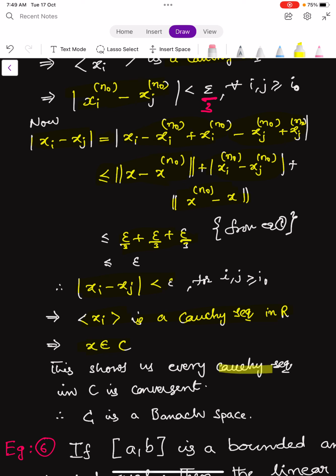This shows us every Cauchy sequence in C is convergent. Hence, capital C is complete. This condition shows us capital C is complete. Already we proved that it is a normed linear space. Now we show that it satisfies the completeness property. Therefore, C is a complete normed linear space. Hence, C is a Banach space.